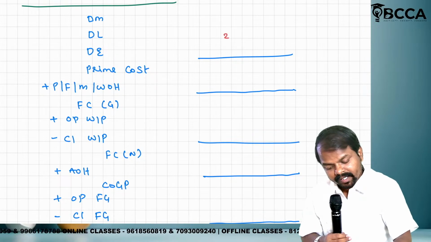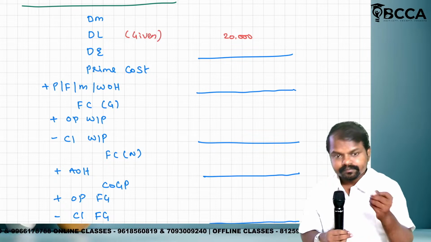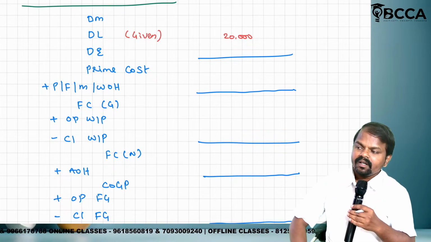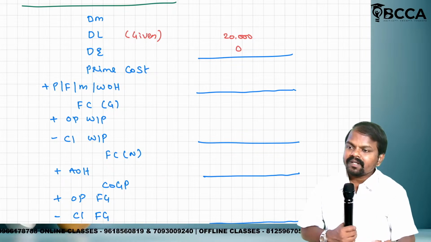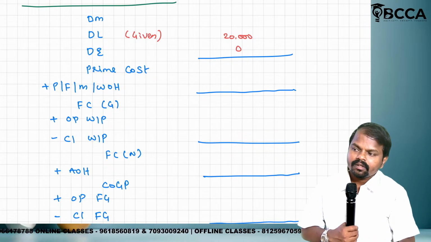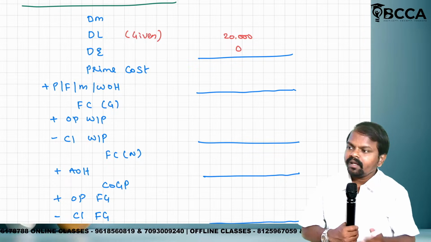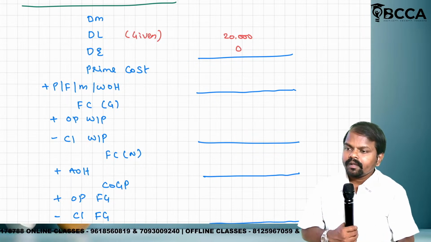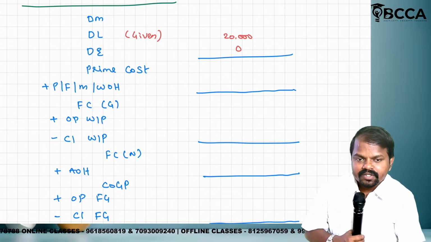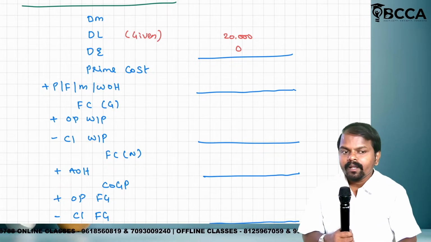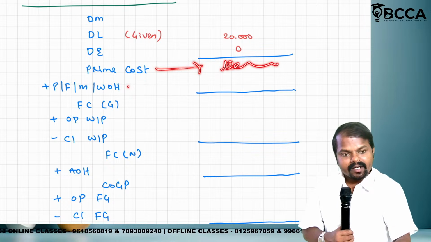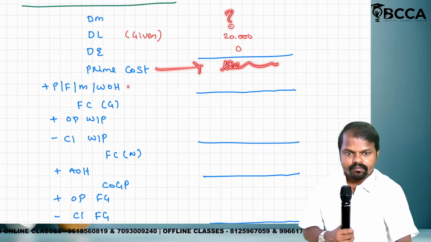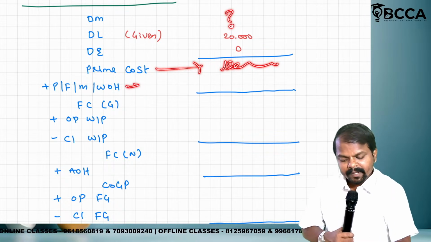Direct labor is equal to 20,000. We write it as given in the question paper. Correct? Direct expense is not given. Now tell me, what is the prime cost? Don't say 20,000. Why? Material consumed is there. So can you find out the prime cost? Answer is no. Prime cost cannot be found or calculated. Why? Because direct material consumed we don't know. Clear?